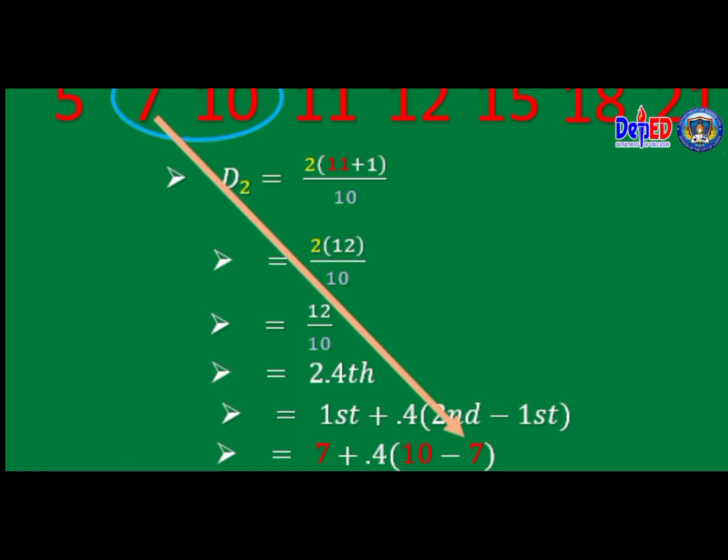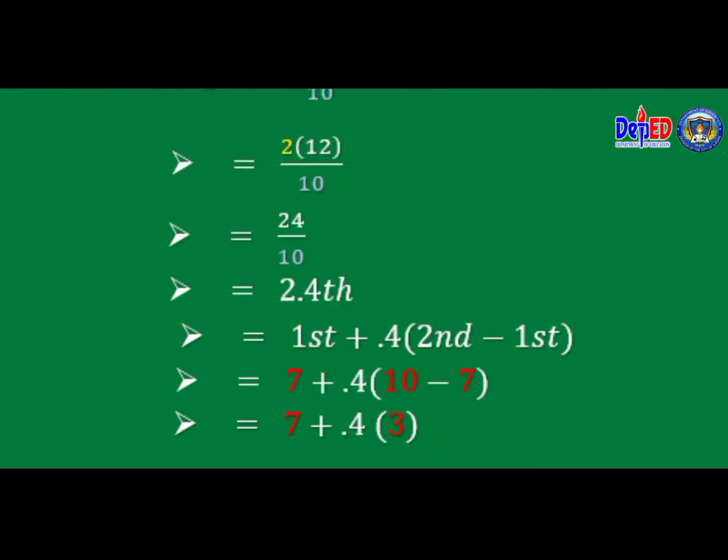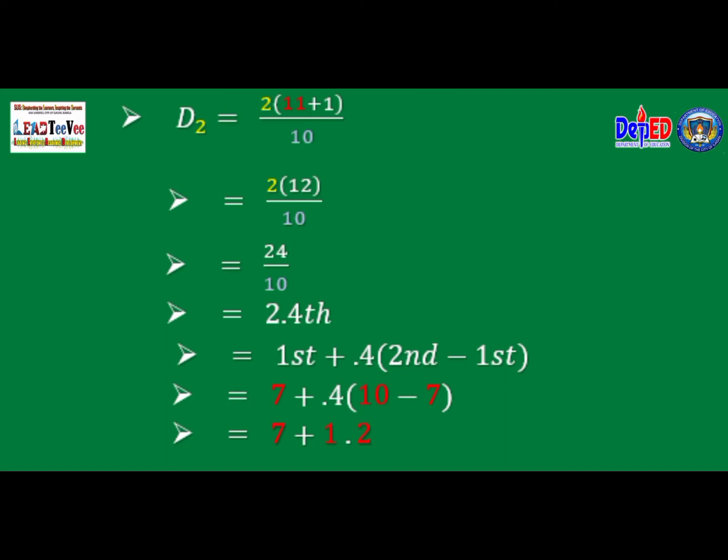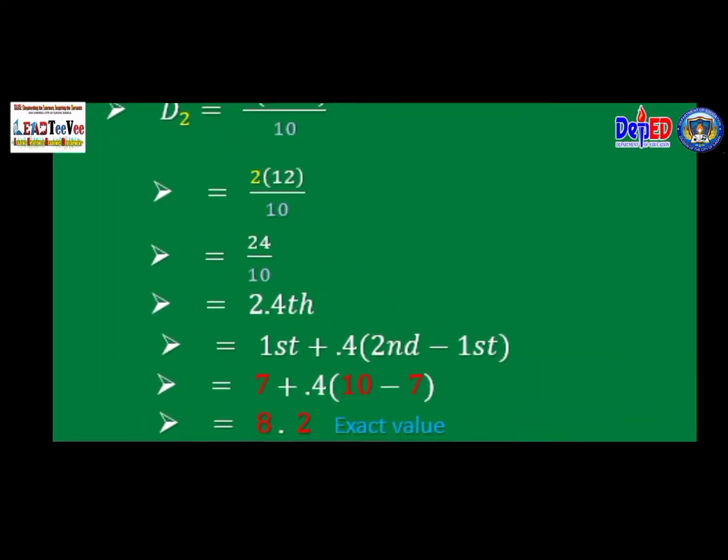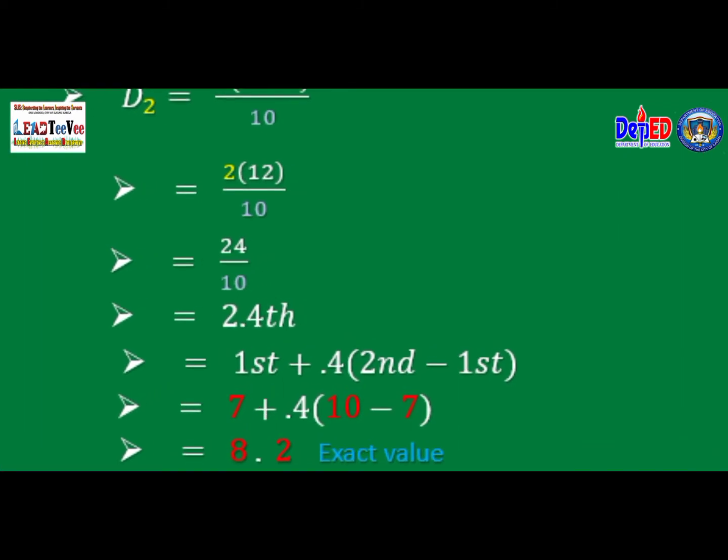Solving inside the parentheses first, 10 minus 7 is 3, times 0.4 is 1.2, plus 7 will give us 8.2. So the exact second decile is 8.2.